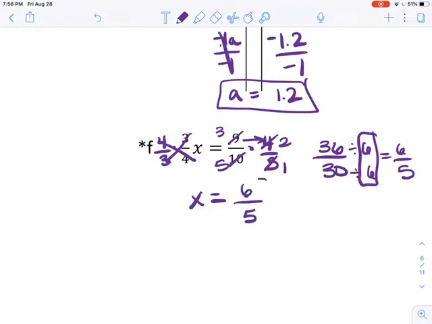Either of those methods for simplifying works. You can also use your calculator. That's totally fine. And I can keep 6 over 5 because it is a simplified fraction, and you don't have to make it into a mixed number, but I'll take 1 1/5 as well.